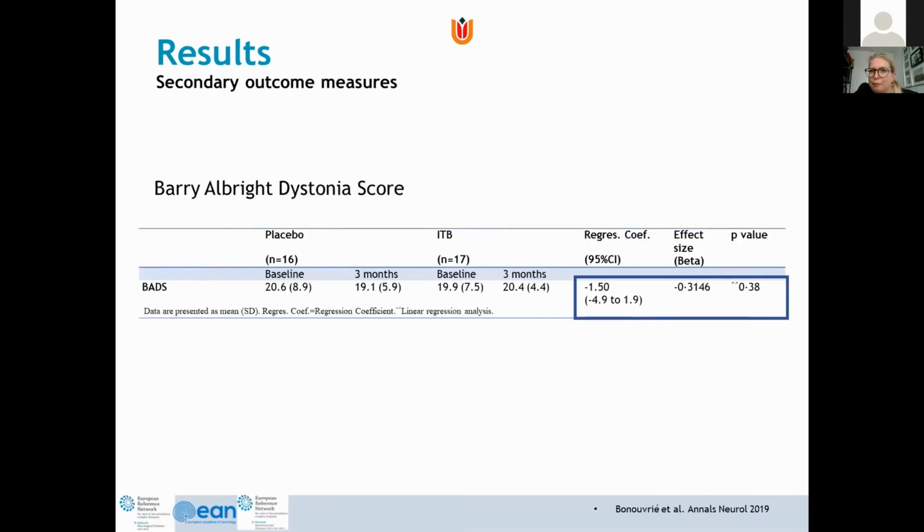For dystonia, we did not find a statistical or clinical significant difference for the BFMDRS. They say that a 25% difference on the peri-op dystonia score should be clinical significant, but it was only a very small change and not statistically significant.